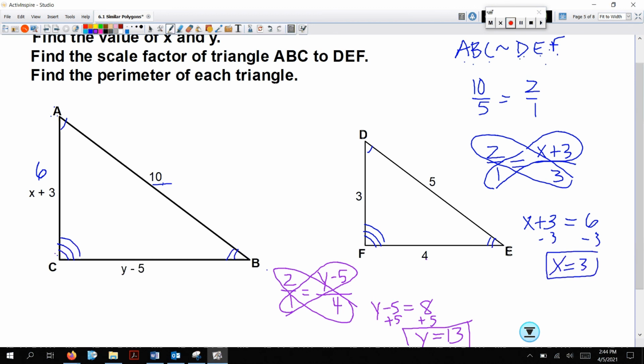Well, 13 minus 5 is 8. Or if you're like, oh, well, duh, 2 times 4 is 8, you could have done that and then solved for y that way. That's fine, but know that it's not always going to be as nice, and it's good practice to set up those proportions and solve for them.